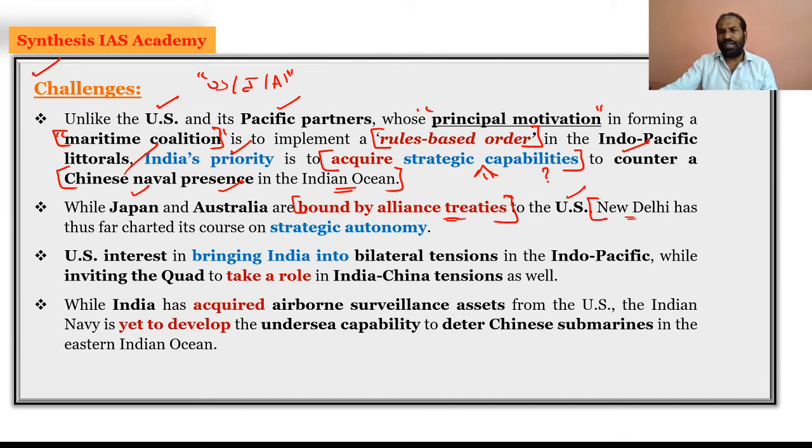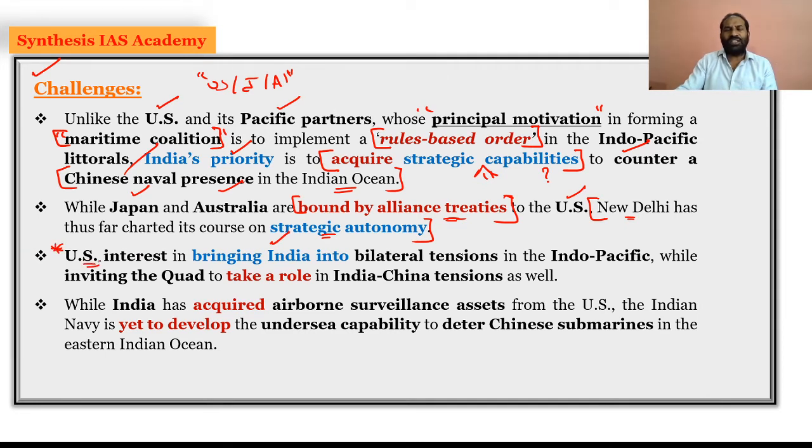And if we focus on New Delhi, it has charted its own strategic autonomy. India's top priority is certainly to counter the Chinese naval presence in the Indian Ocean, and at the same time to have strategic autonomy. India wants both, but not to be under the command or in pursuit of the US assessment. And the US interest in bringing India in is very crucial here.